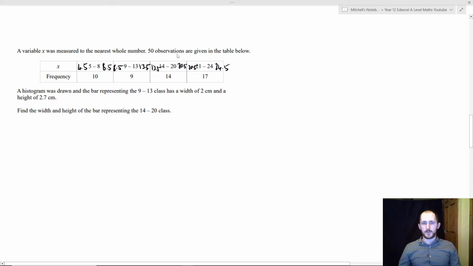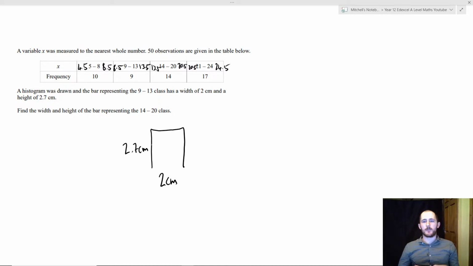Okay, something like that. Histogram was drawn and the bar representing the 9 to 13 class had a width of 2 centimeters and a height of 2.7. Find the width and height of the bar representing 14 to 20. Okay, cool. So we have this bar, right? And it's going to have a width of 2 centimeters and a height of 2.7.